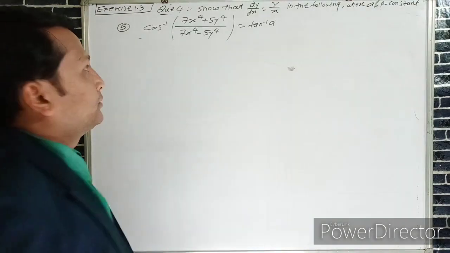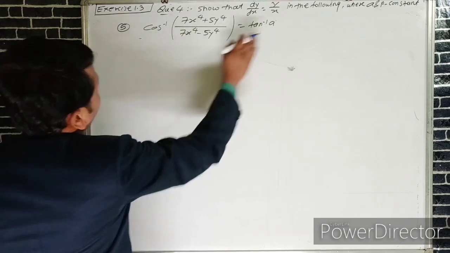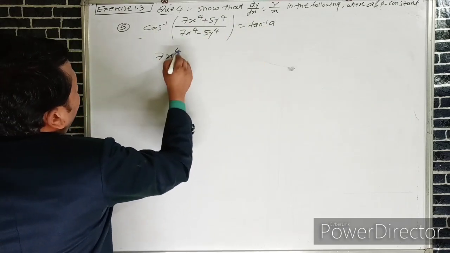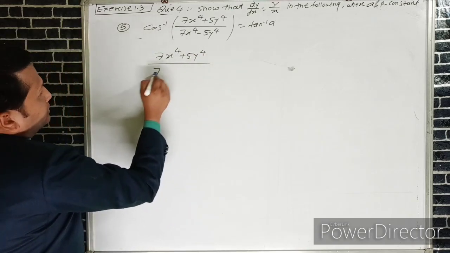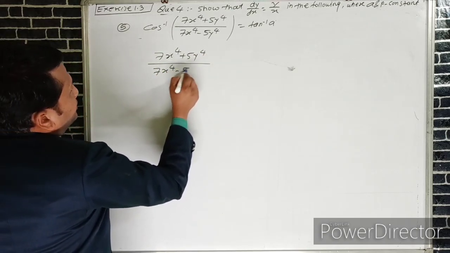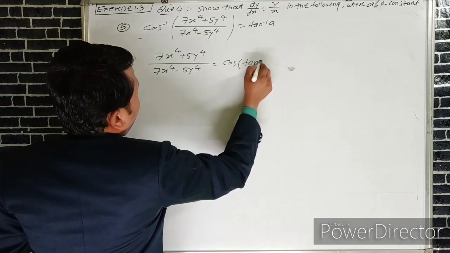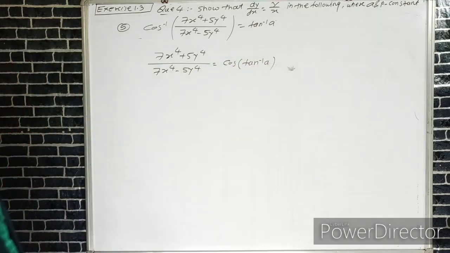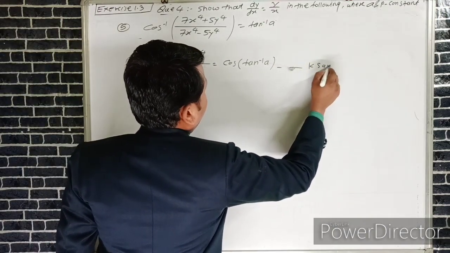Again we have to prove here dy by dx is equal to y by x. If we shift this cos to the right side, we can write (7x raised to the power 4 plus 5y raised to the power 4) upon (7x raised to the power 4 minus 5y raised to the power 4) is equal to cos of tan inverse a. This function is a constant function. We can call it k.